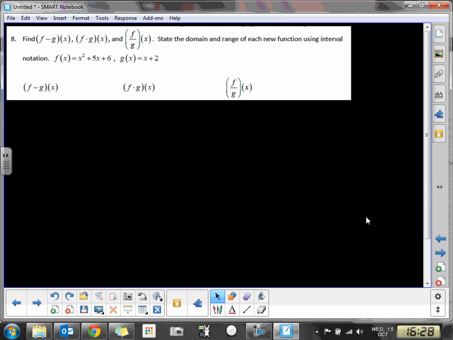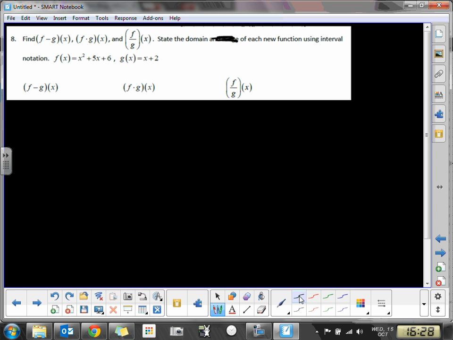In question 8, we're not finding the composition, but we are operating on two functions. We're going to find the difference, the product, and the quotient of two functions. We're going to state the domain. I omitted the directions where you do not have to state the range of each function on your quiz, so that is not something you have to be concerned with, at least in the immediate future.